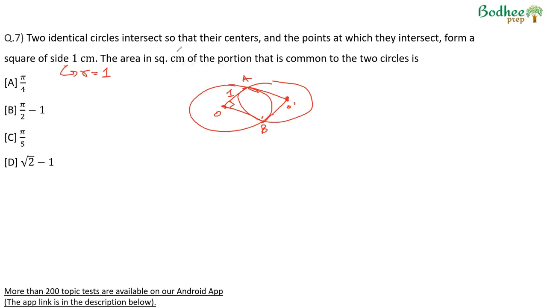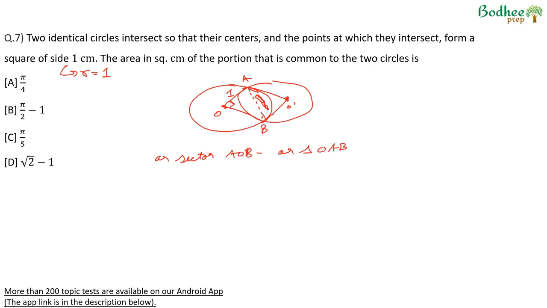The area of the portion that is common to the two circles. So we join AB and try to find the area of this segment here, or sector, whatever it is. Right? So this will be nothing but area of sector AOB minus area of triangle AOB.